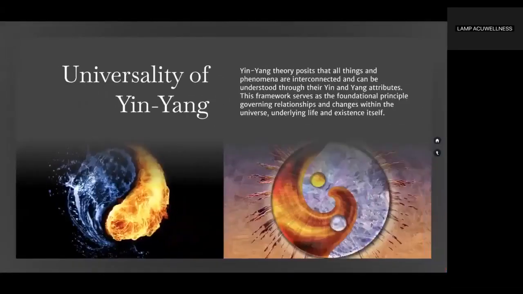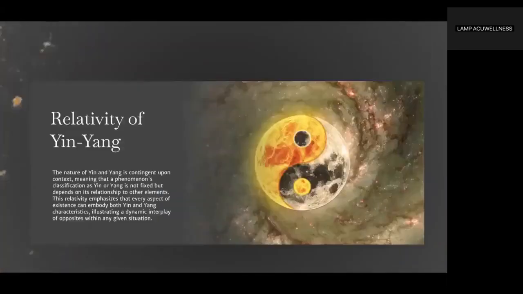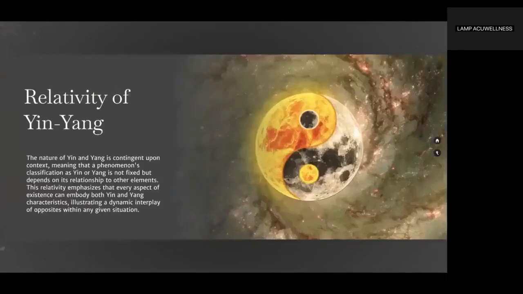Yin and Yang theory posits that all things and phenomena are interconnected and can be understood through their Yin and Yang attributes. This framework serves as the foundational principle governing relationships and changes within the universe, underlying life and existence itself. The nature of Yin and Yang is contingent upon context, meaning that a phenomenon's classification as Yin or Yang is not fixed, but depends on its relationship to other elements.